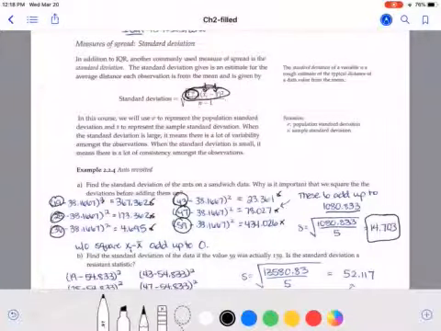If you do not square these values in this formula, and you would just simply take each value and subtract the mean and add them up, they happen to always add up to 0. So squaring allows us to keep always a positive result. So this final number for standard deviation will always be positive.